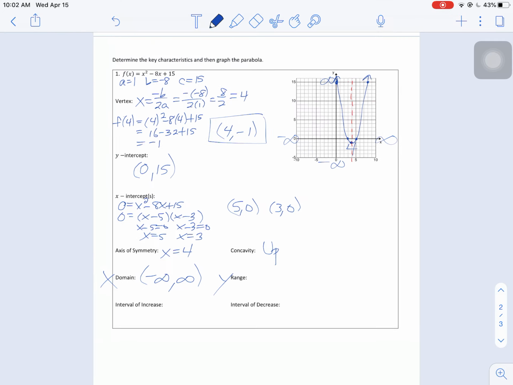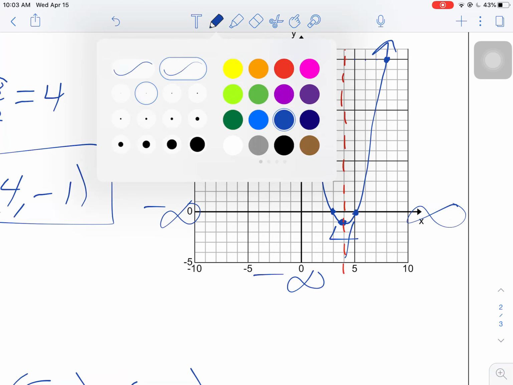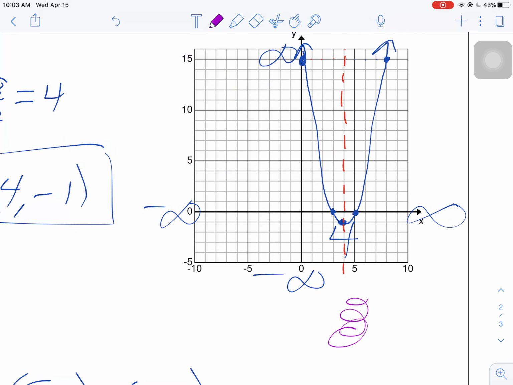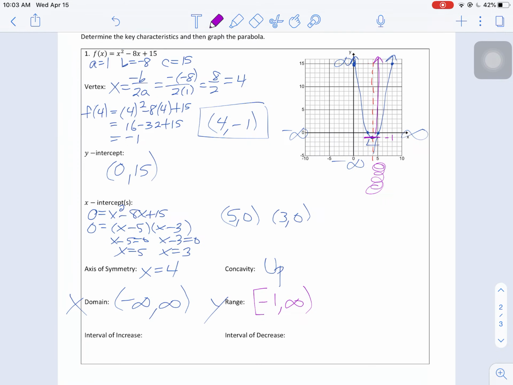Range is all your y values, little to big or bottom to top. So if I'm down here, there's nothing. Down here at the bottom, nothing, nothing, nothing. My first y value that I get to is right here. This is a y value of negative 1. So from negative 1, I just keep going up and up and up forever and ever and ever. So my range is going to be square bracket, because I want to include the negative 1 in my answer, negative 1, comma, infinity. So that means my lowest y value is negative 1, and then I go up forever.